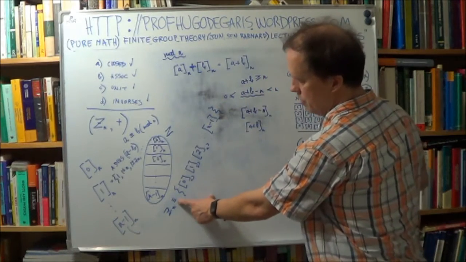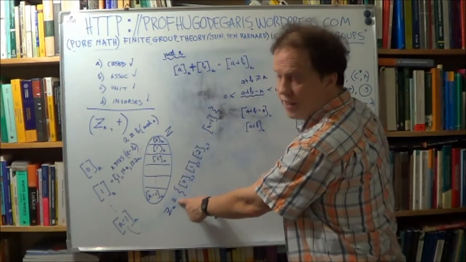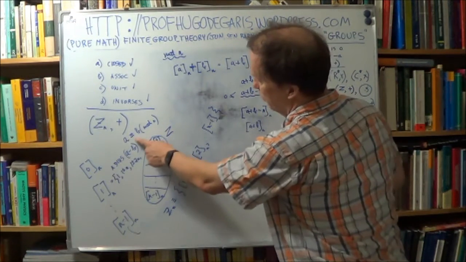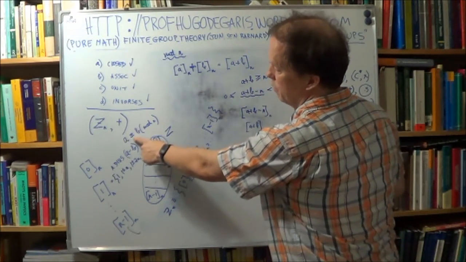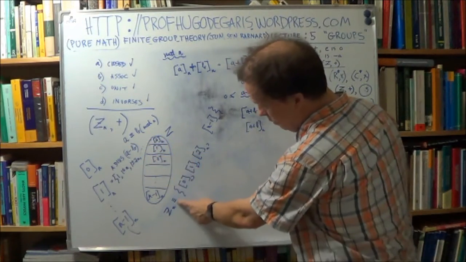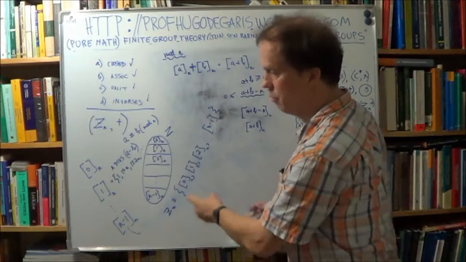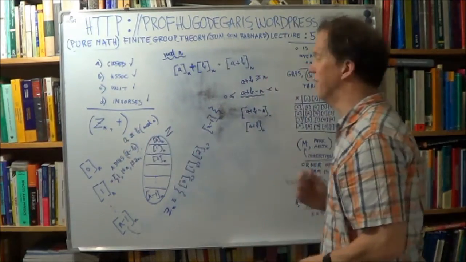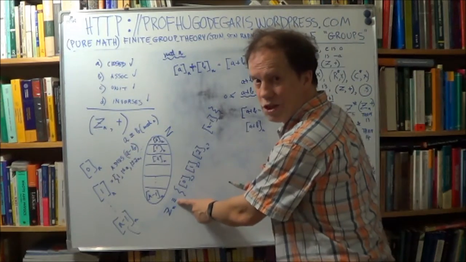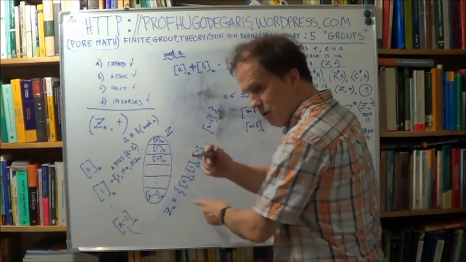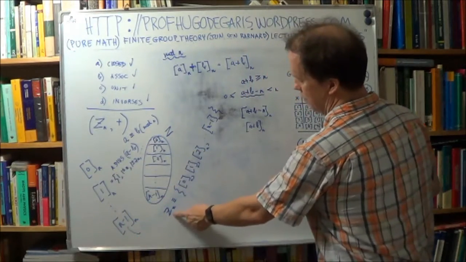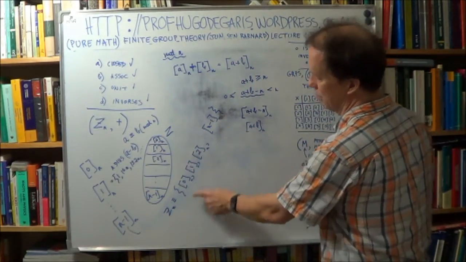I put 3 bars here as 'is defined as', and that use of the 3 bars is quite distinct from this one. Here the 3 bars mean that these 2 integers are congruent, and here it just means by definition. So be conscious of the distinction. This is quite a commonly used notation. 3 bars is just the way to say 'is defined as'. So this is defined by this set of sets.